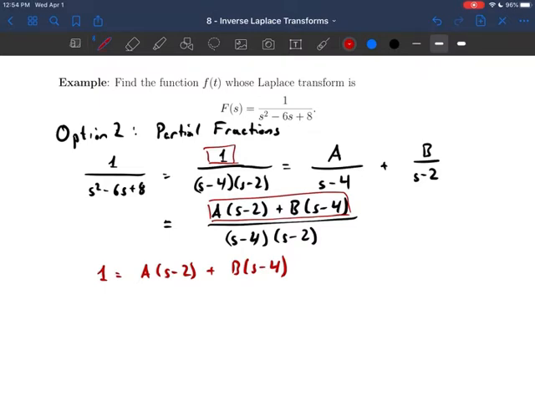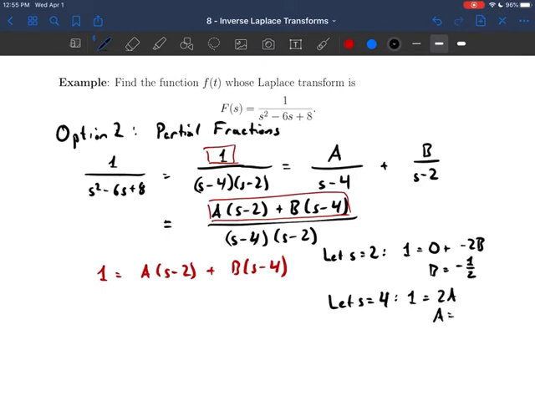We can do this in a couple of ways. We can multiply it out and compare the coefficients on the s's or on the constants to get a couple of linear equations, or we can try just plugging in convenient values for s. So for example, if we let s equal 2, we get the equation 1 equals 0 plus negative 2B. So we get that B has to be equal to negative 1/2. And if we let s equal 4, we get 1 equals 2 times A. So A has to equal 1/2.